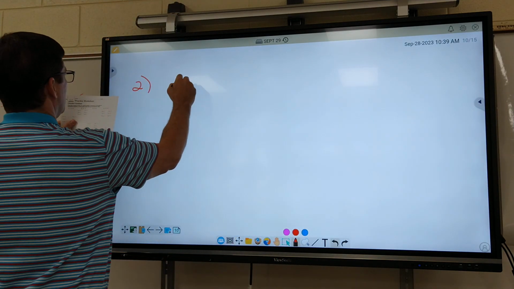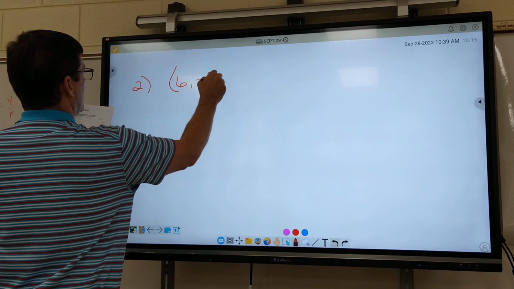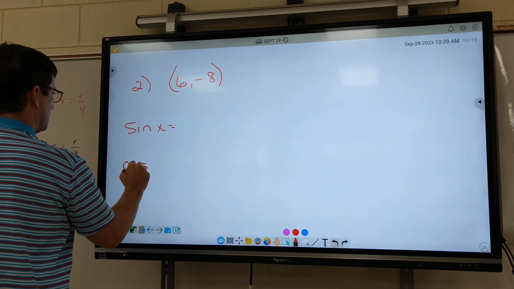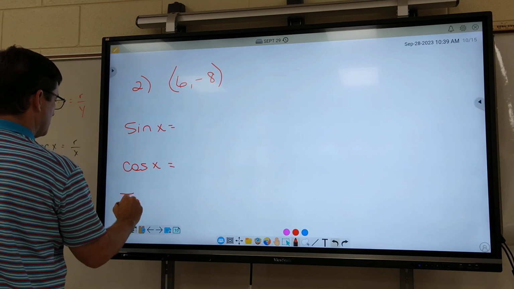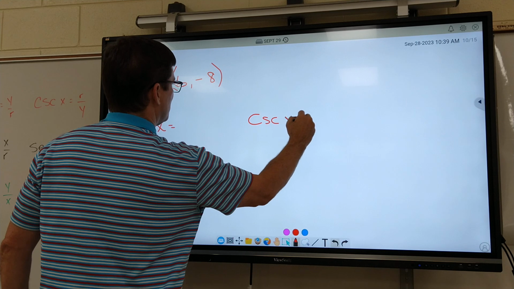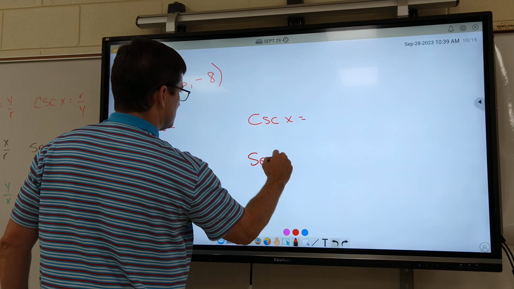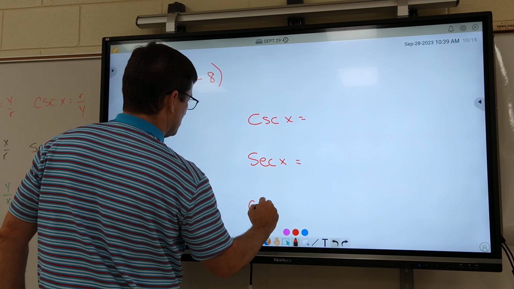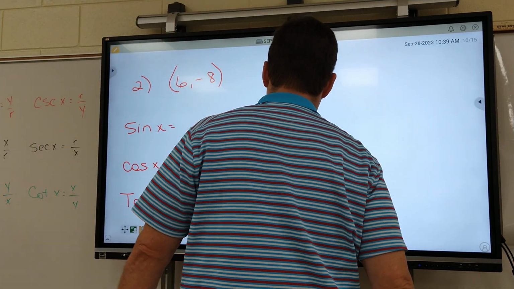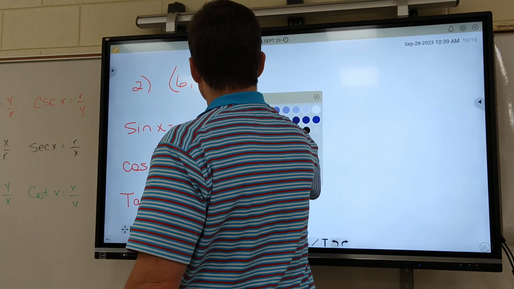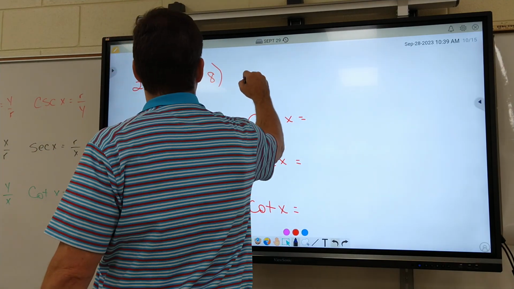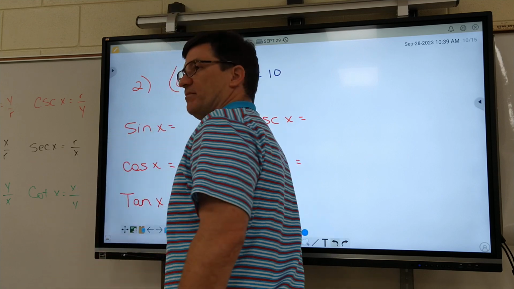Number 2, we've got 6 and negative 8. We've got sine of x, cosine of x, tangent of x, secant of x. All right, Samara, what did you get when you did 6 squared plus 8 squared? 100. What's the square root of 100? 10. So my radius on this one is going to be 10.